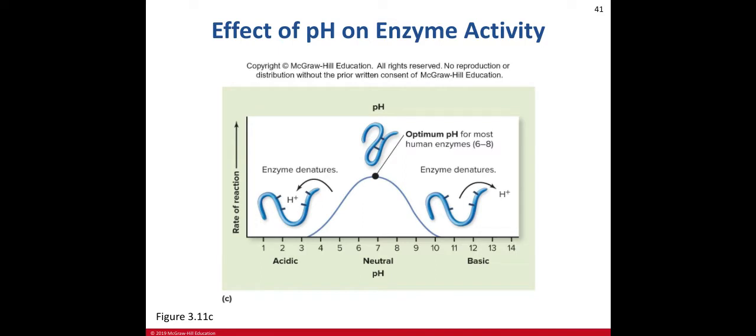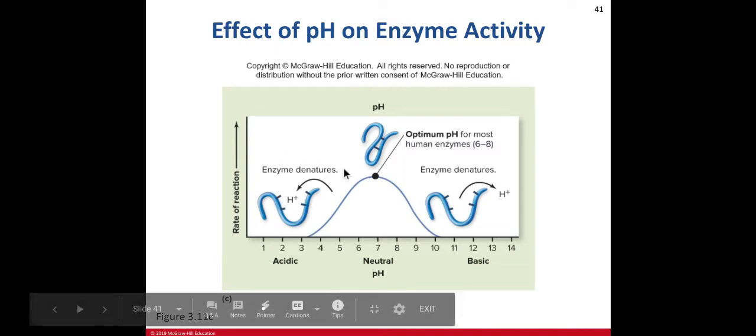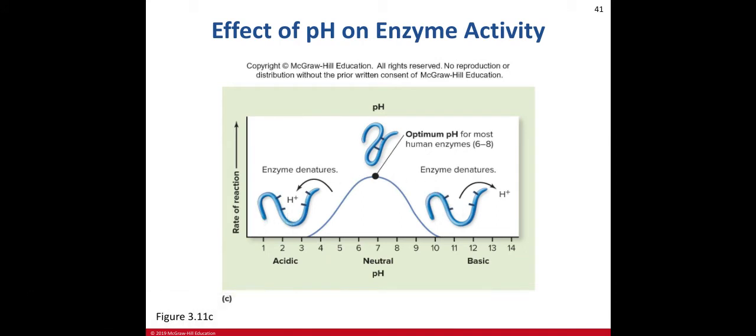And again, here's what we got going on. If we've got too acidic of an environment, we denature the protein. If we have too basic of an environment, we denature the protein. But at that optimal range, usually between 6 and 8 for most of the body's enzymes, we have enzymes that will work and we don't denature that protein.